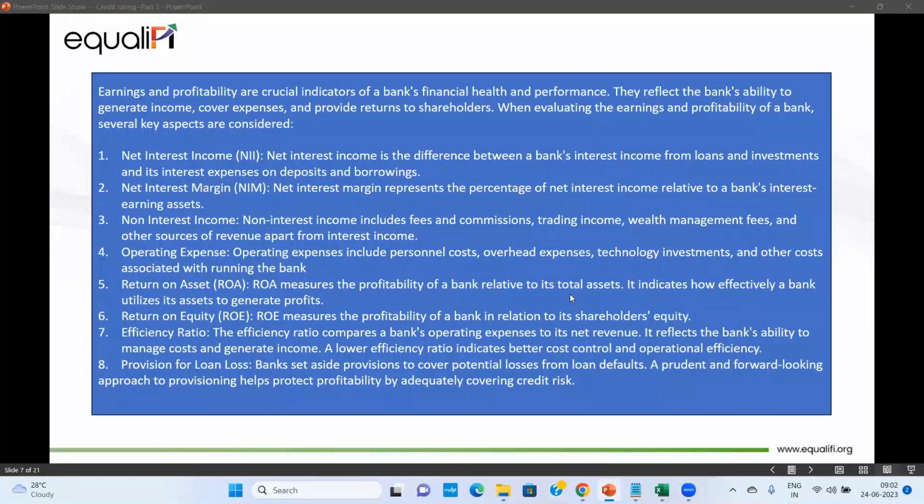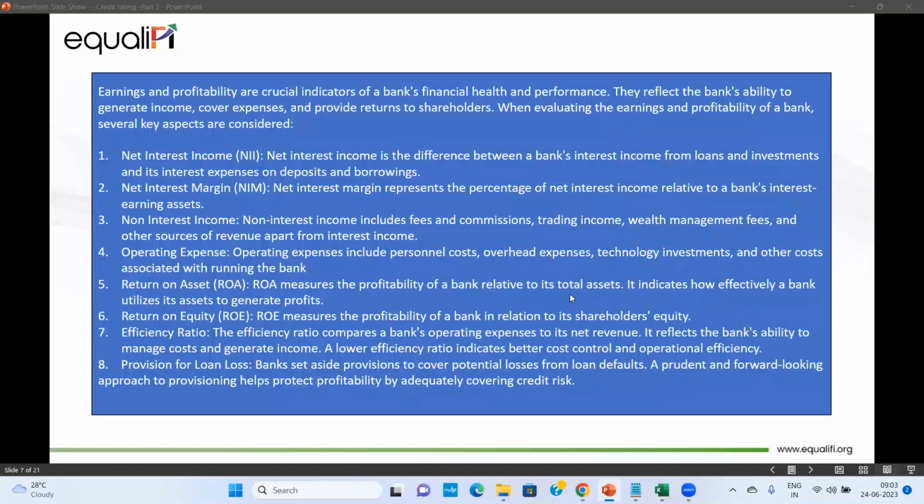Second is obviously operating expenses. Not only will you calculate operating expense, but also the percentage of the operating expense compared to the operating income. Next is return on assets, the profitability of the bank related to total assets. So how much total assets you have and how much return those assets are giving you. Return on equity is also known to us: what is your return compared to your shareholders' equity.